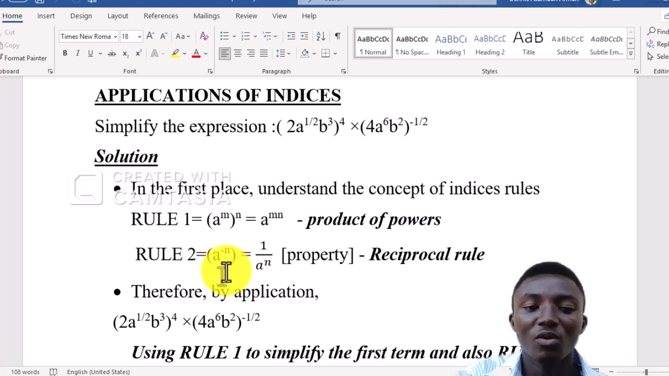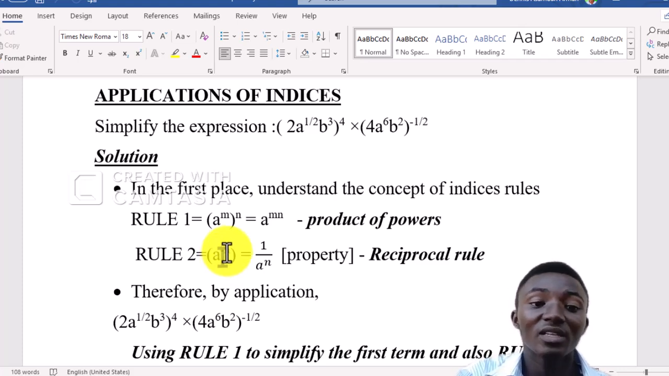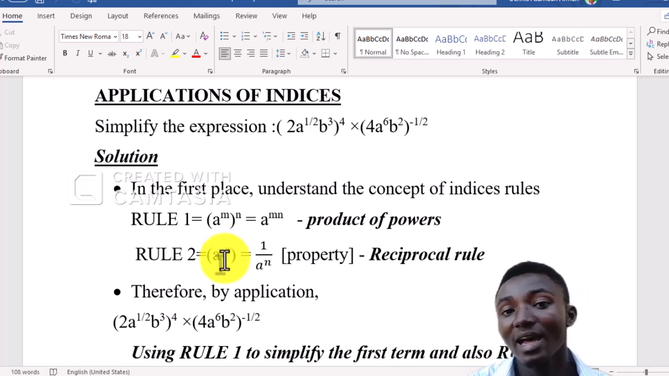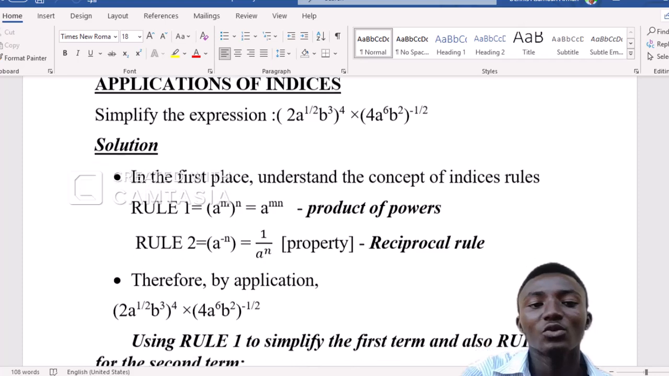So a raised to the power negative n. In indices, we don't deal with negative powers, okay? So what you need to do is change it to positive. How can you do that? By dividing. Even if it is 100 raised to the power negative 100, it becomes 1 over 100 raised to the power of that number, but positive like this, okay? Yeah, so now we apply.